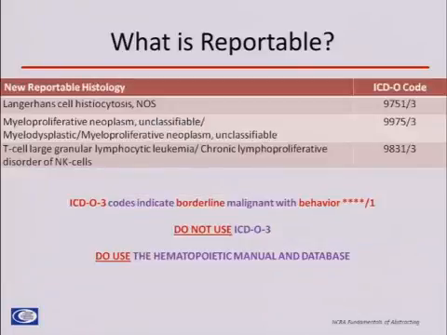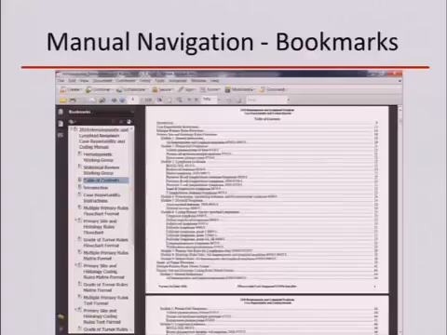This is included because these are fairly new codes. In ICD-O-3, they have a behavior of /1, but you're not going to use your ICD-O-3, right? Because in the hematopoietic database, they're all malignant /3.